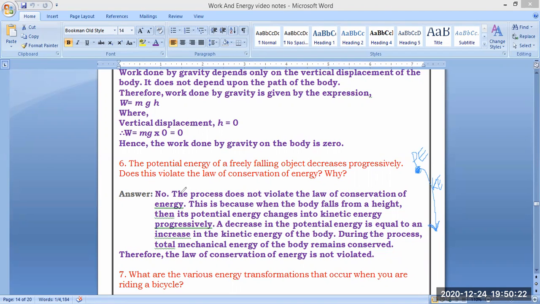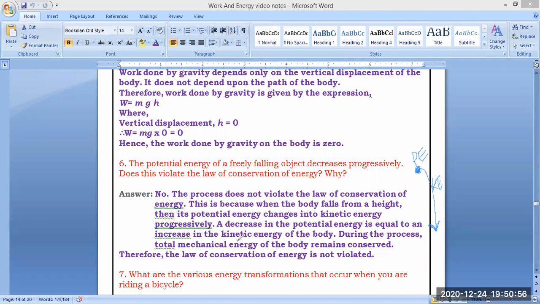Certainly not. So what do we have to write here? No, the process does not violate the law of conservation of energy. This is because when the body falls from a height, its potential energy changes into kinetic energy progressively. A decrease in the potential energy is equal to the increase in the kinetic energy of the body. It starts losing its potential energy so that it can move towards the ground. So potential energy decreases, kinetic energy increases.